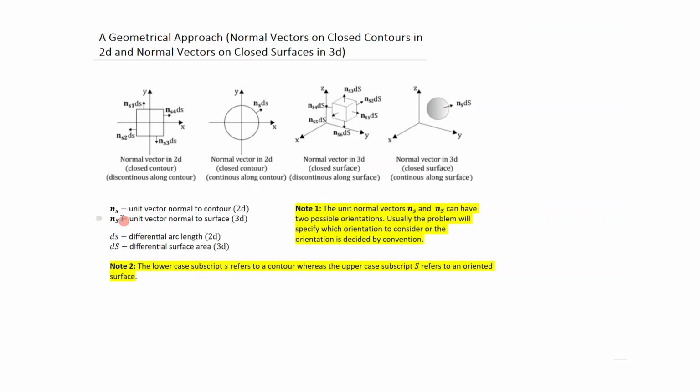Then n subscript s, where s is lowercase, is a unit vector normal to a contour. And subscript S uppercase is a unit vector normal to a surface in 3D. ds is a differential arc length in 2D. dS, S being capitalized, is a differential surface area in 3D. And again, as we mentioned before, the unit normal vectors ns and nS can have 2 possible orientations. Usually the problem will specify which orientation to consider, or the orientation is decided by convention. So that more or less describes the sort of problems that we'll be looking at in the subsequent weeks.